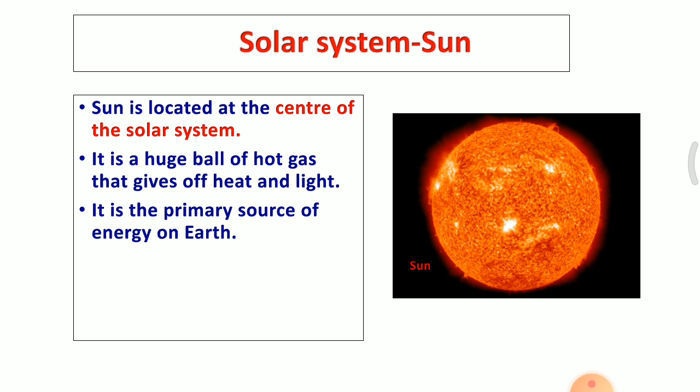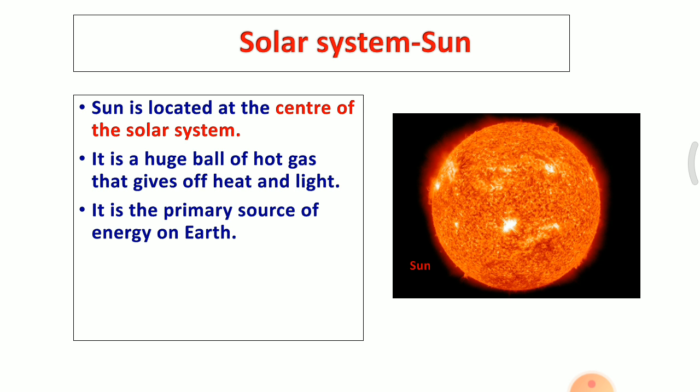The next one, solar system. In a solar system, sun is located at the center of the solar system. It is a huge ball of hot gas that gives off heat and light. It is a primary source of energy on Earth. Look at the diagram. This is a sun. In a solar system, where is it located? It is located at the center of the solar system.